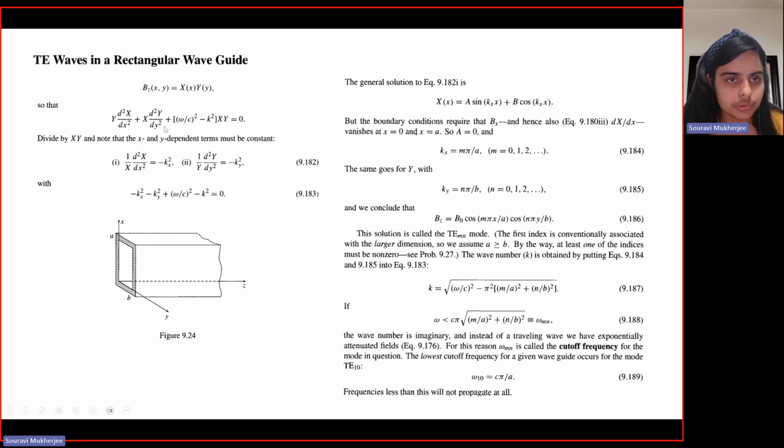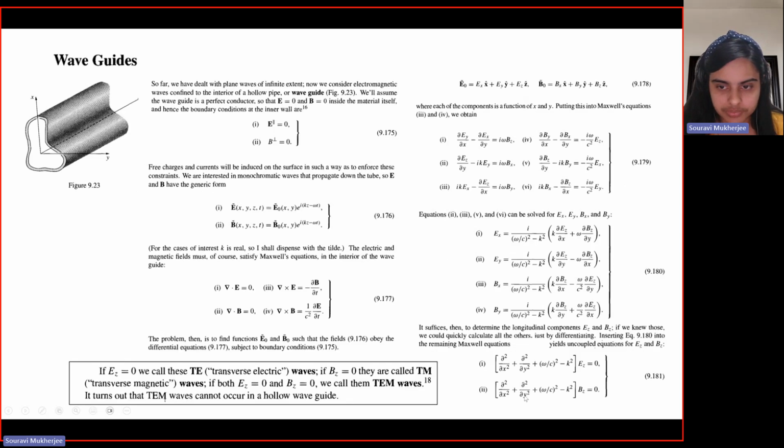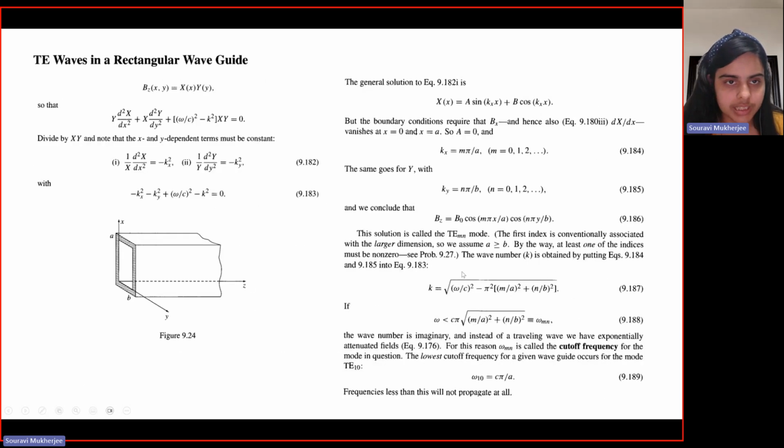Here, if you consider Bz as a function of x and y like this, you can put it in the differential equation that we just got, that is this differential equation. And if you do that, you would get something like this. Okay, so divide by it, and then you would get independent terms, right? So basically, you're doing separation of variables. If you just look at this part and try to find the general solution for it, it would have a form like this.